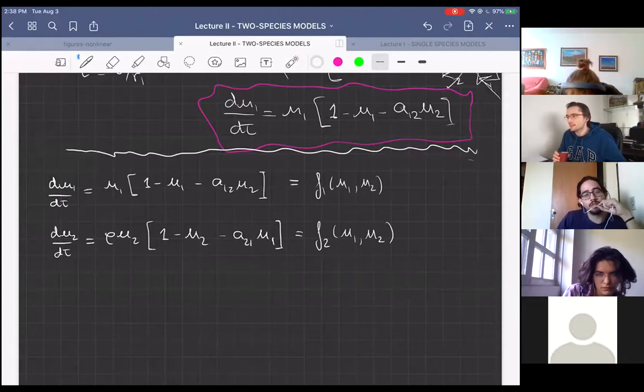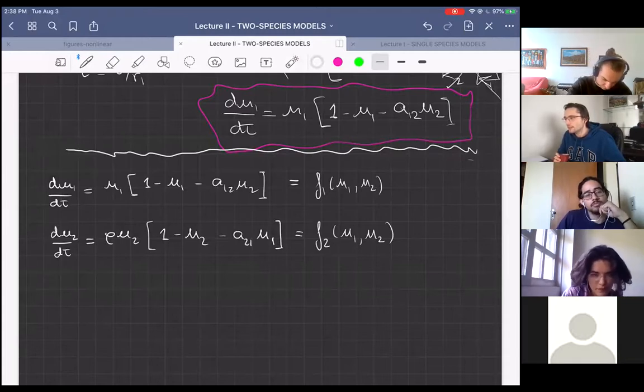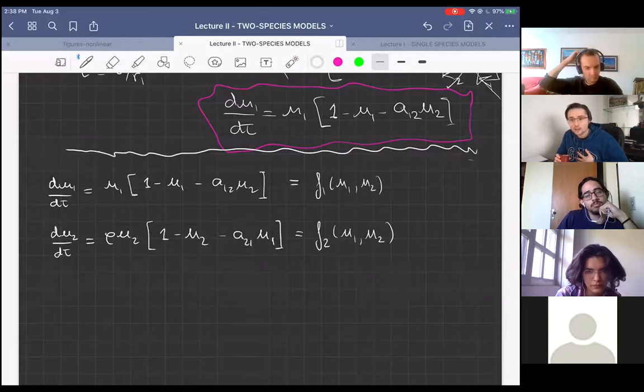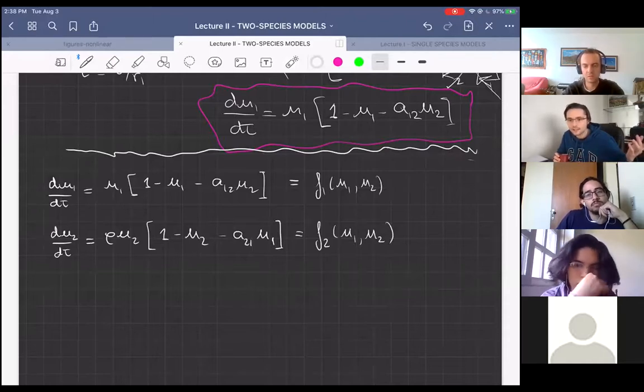Nicolas is asking if the definition of tau means that we are taking the time scale of n1 into account. Yes, so we are rescaling time. We are measuring time in units of the natural growth rate of species 1. Okay, you can choose species 2. Yes, that's the hand of the artist, as we said before.